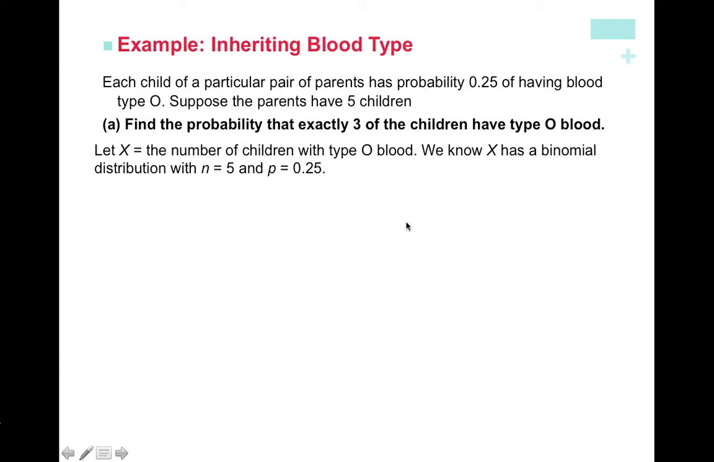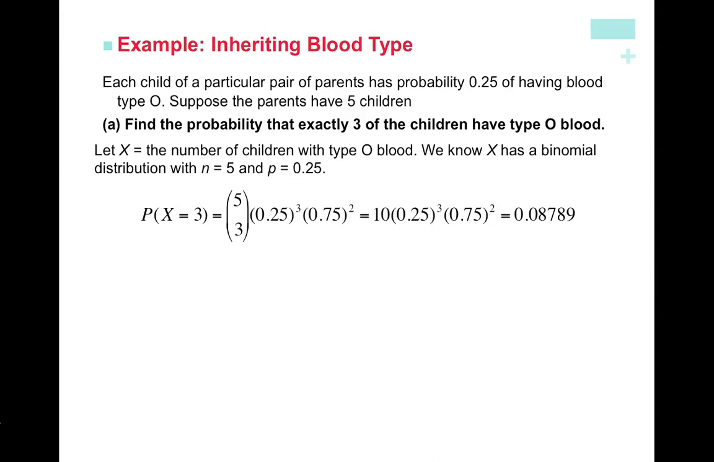So let's use it. Find the probability that exactly 3 children have type O. Give this a try. See if you can use our formula and answer this question. Pause the video and do the calculation right now. So we know we're binomial. N is 5, P is 0.25. So the probability that x equals 3 will be 5 choose 3 times 0.25 cubed times 0.75 squared, for a probability of approximately 8.8%.